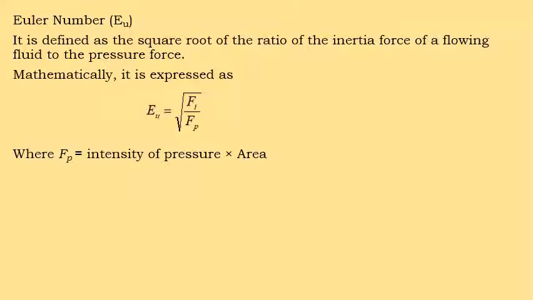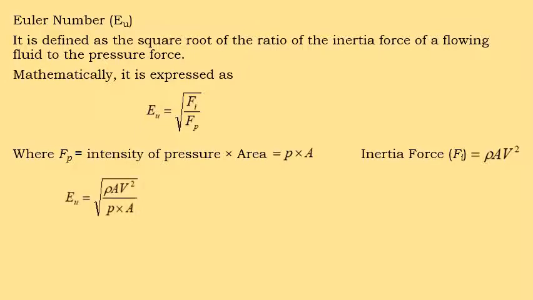So here pressure force is equal to intensity of pressure into area. The intensity of pressure is given by P, into area A. The inertial force, already derived, is equal to rho A v square. Now substitute in this expression: the Euler number is equal to the square root of rho A v square by P A.